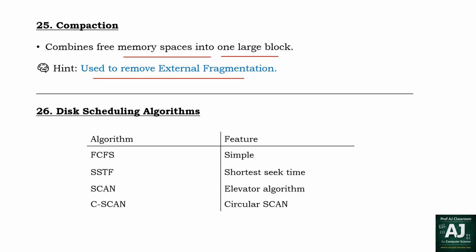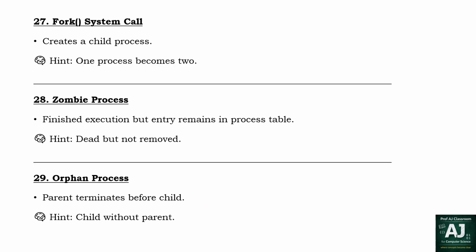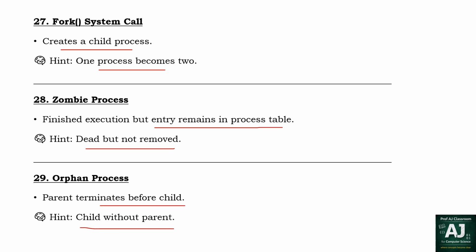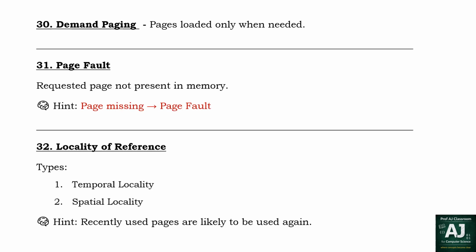Next is disk scheduling algorithm. FCFS is simple. SSTF is shortest seek time. SCAN is elevator algorithm. C-SCAN is circular scan. Next, fork system call, which creates a child process. Hint is one process becomes two. Next, zombie process. Zombie process has finished execution, but its entry remains in the process table. Dead but not removed. Next, orphan process. Parent terminates before child. Hint is child without parent, that is orphan process.